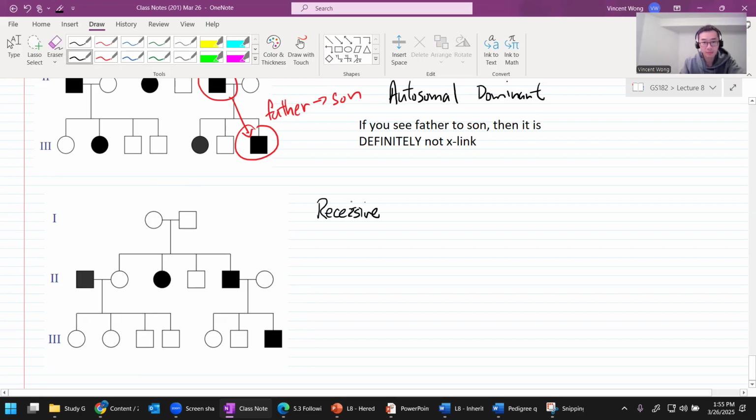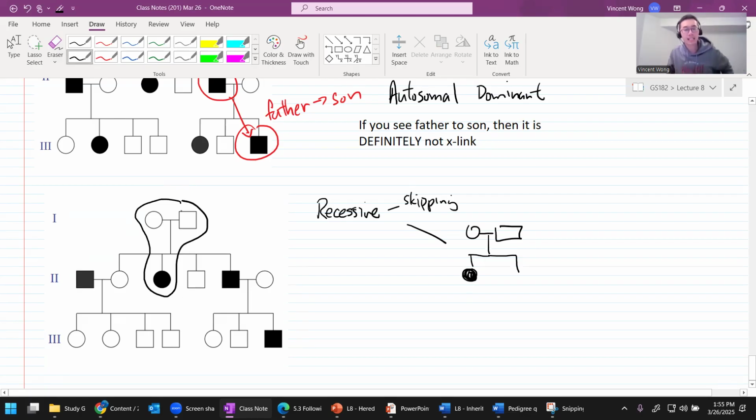Okay, recessive because of skipping, and also because of this. Look, two parents don't have it, and the kid has it. That's recessive, right? That's recessive.